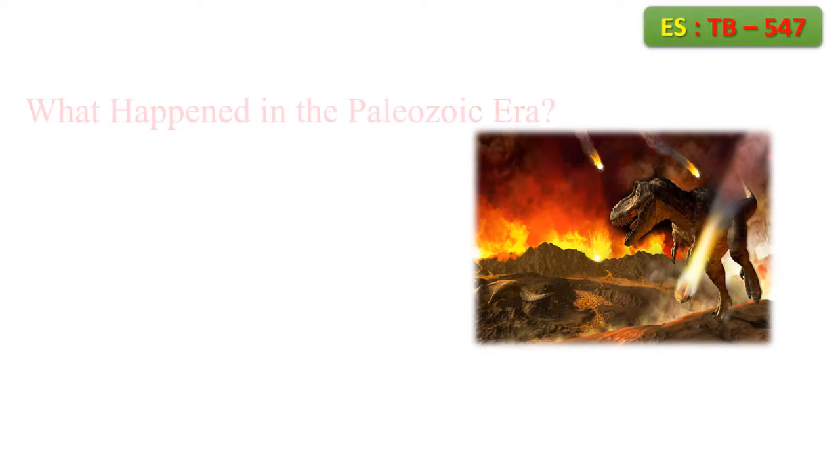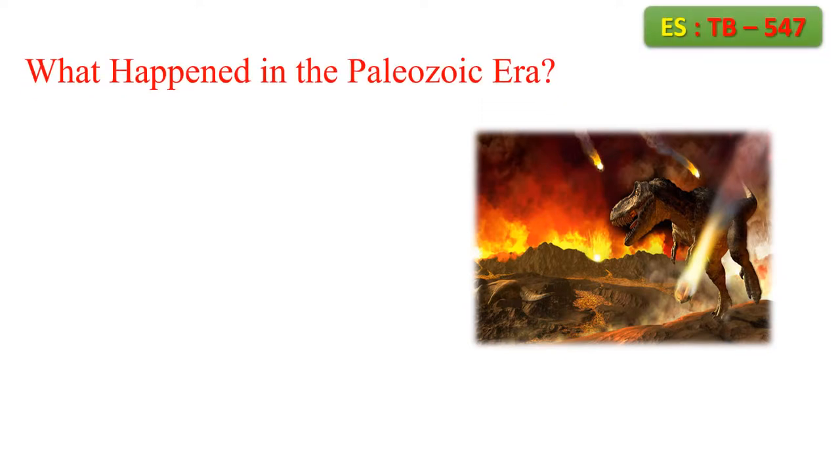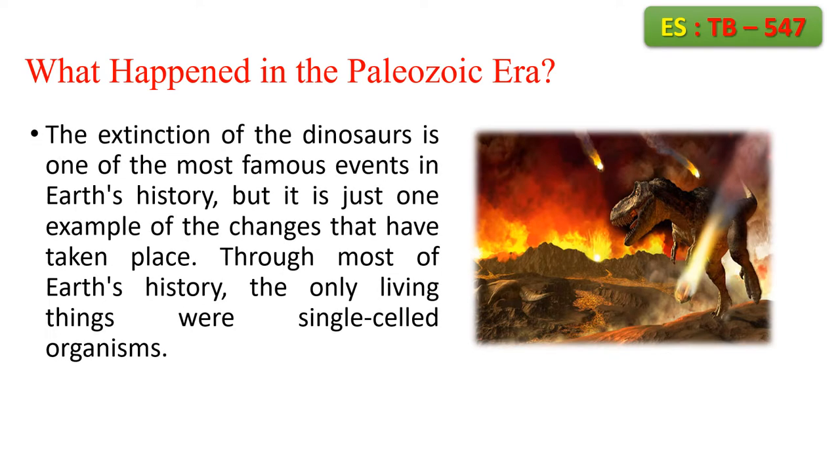Now let us check our first objective. What happened in the Paleozoic era? The extinction of the dinosaurs is one of the most famous events in Earth's history. But it is just one example of the changes that have taken place. Through most of Earth's history, the only living things were single-celled organisms.